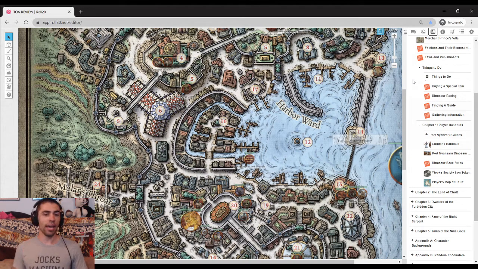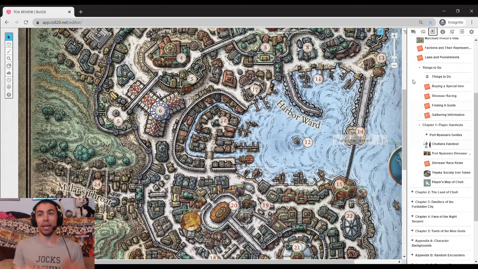If you have had some awesome encounters in Port Nyanzaru, go ahead and tell me about it. Or if you have any awesome encounters planned for Port Nyanzaru, go ahead and tell me. I want to know, because I certainly have added a lot of flavor to Port Nyanzaru. I've had a lot of great combat encounters here. I've had a lot of just fun roleplay encounters.